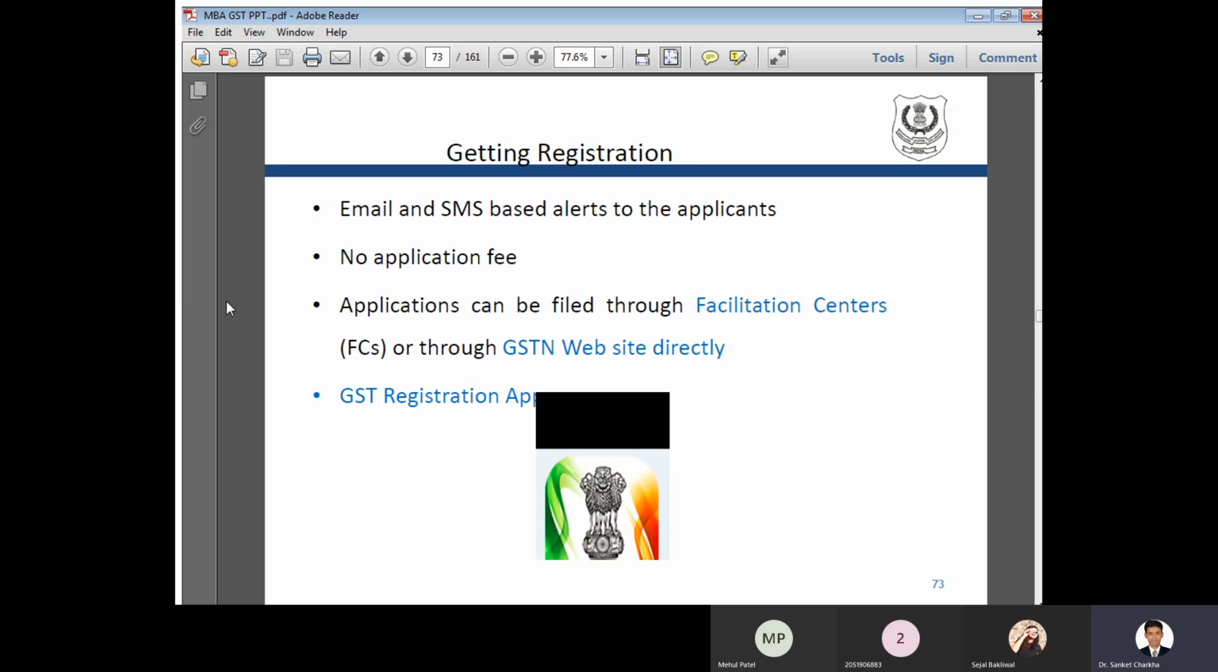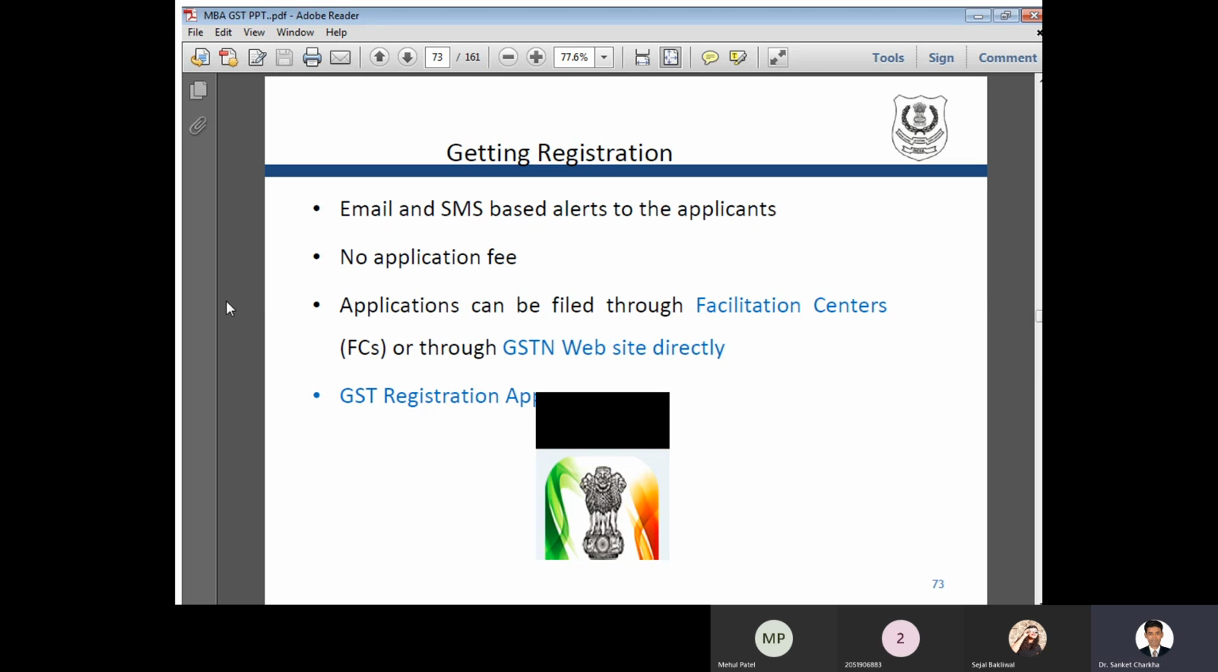First, you can approach the facilitation center or the Setu Suvidha Kendra that is made available by the government. You can approach there, and the physical or online document verification and the submission of the forms can be done. Or you can approach the GSTN website directly and the entire process can be done online also. The GST registration app.